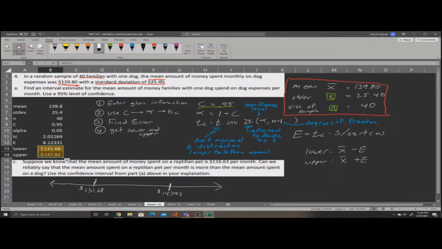Now question C says, suppose we know that the mean amount of money spent on a reptilian pet is $116.63 per month. Can we say that the mean amount spent on a reptilian pet per month is more than the mean spent on a dog? Let's have a look at the confidence interval. So we have this confidence interval between $131.68 and $147.92. Now, according to what we've done previously, we can say that the true mean for families with one dog is between these two numbers, and we can say that with 95% confidence.